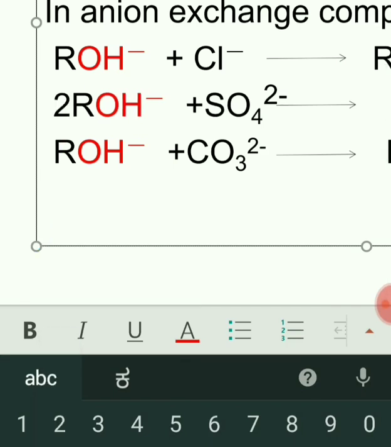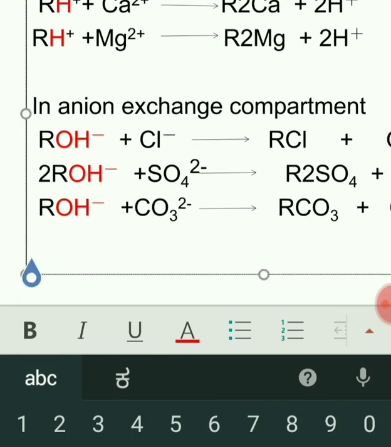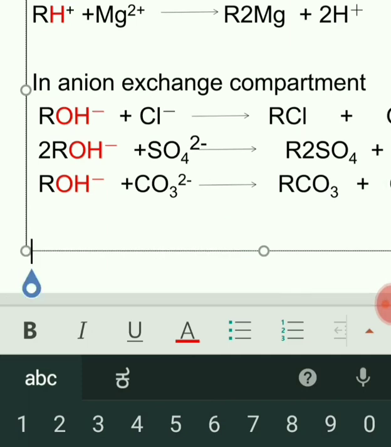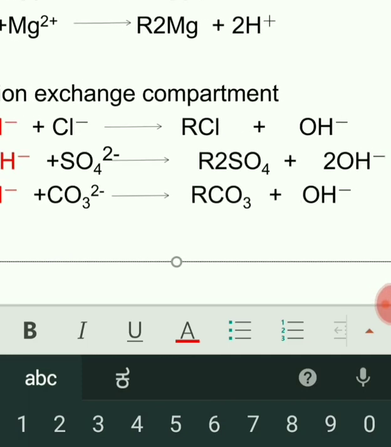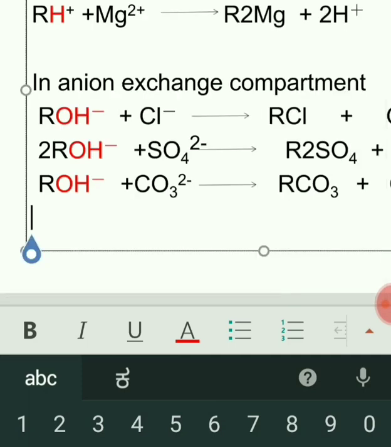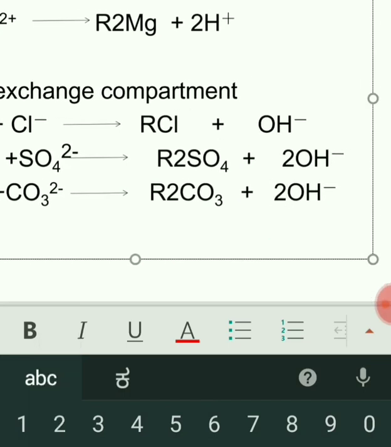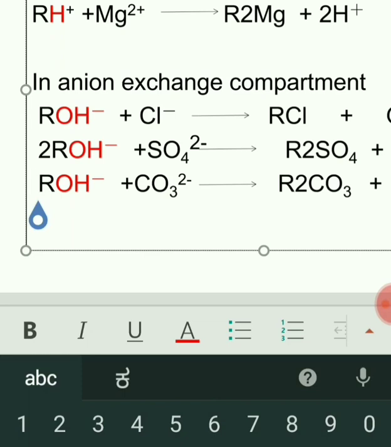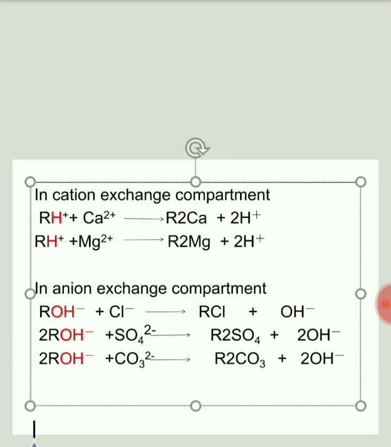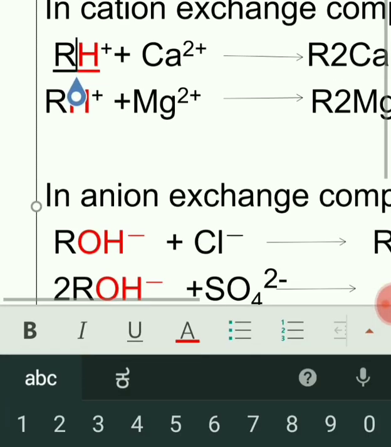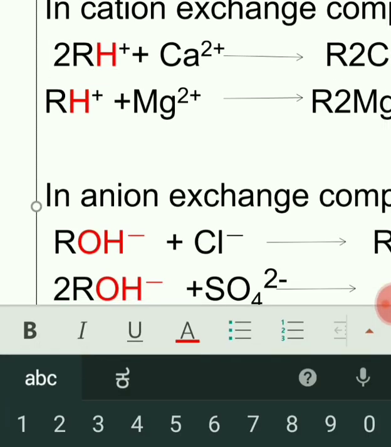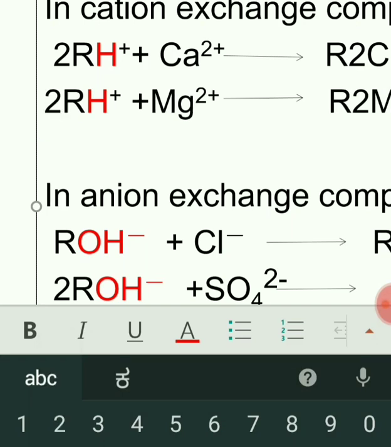2ROH minus. Let's go for the next removal of anion, that is CO3 2 minus, carbonate. OH minus is a replaceable group. We get RCO3 plus OH minus. CO3 2 minus, so it should be R2CO3 plus 2 OH minus. Here it should be 2. So here it is not balanced. In cation exchange resins, it should be 2RH plus.